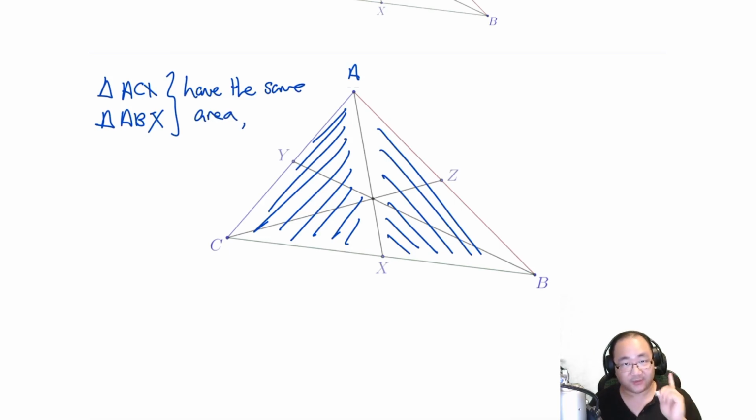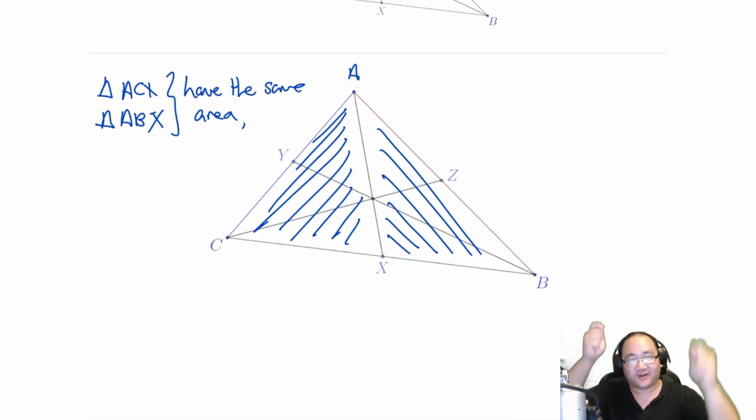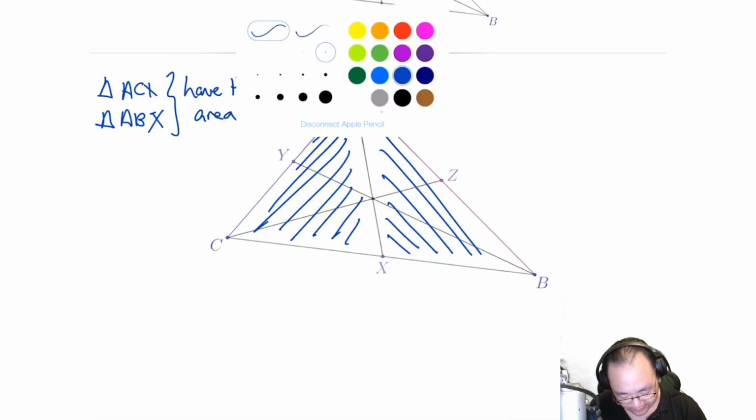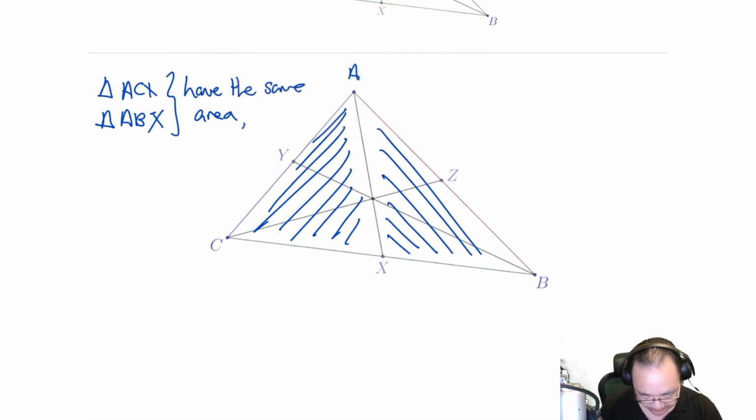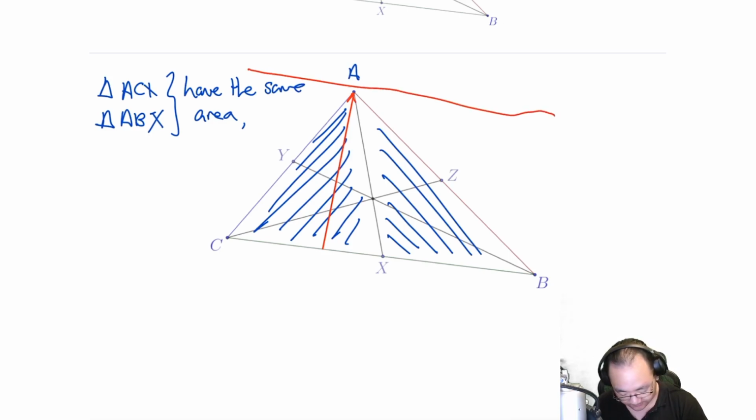Because they have the same altitude. This can be a bit harder to see, and normally I would rotate the thing, but if you can bear with me while I do it on my iPad, I'm just going to draw a perpendicular to the height. If we draw the height to this point, I'm going to draw a line that is parallel to BC.